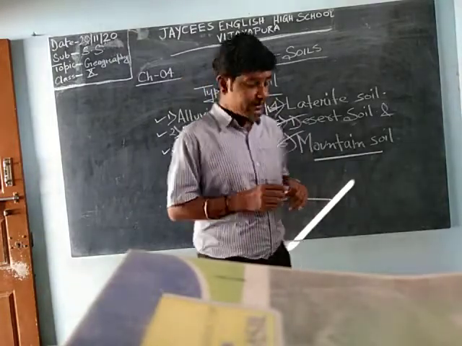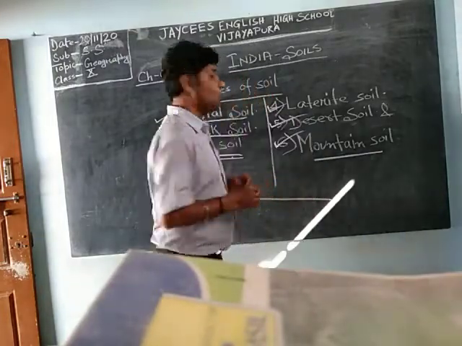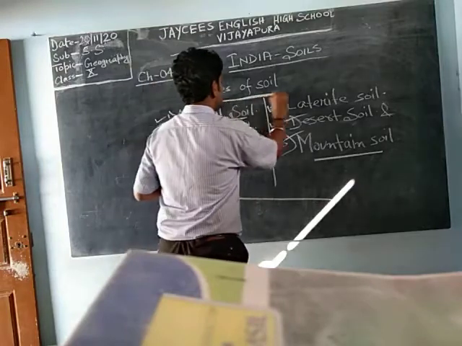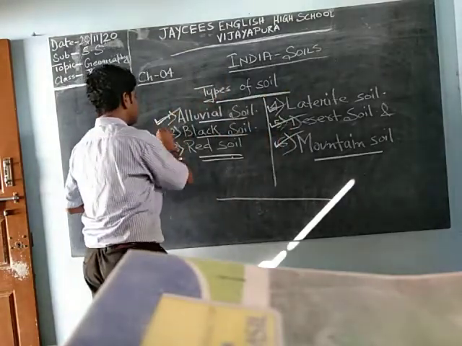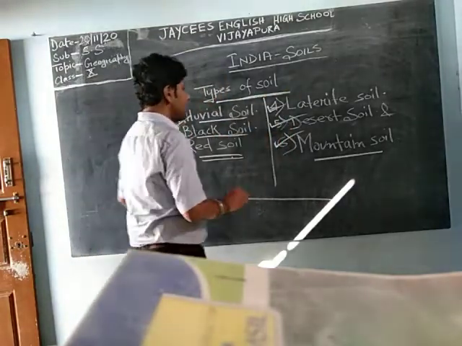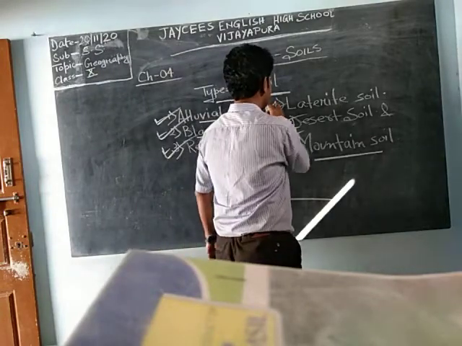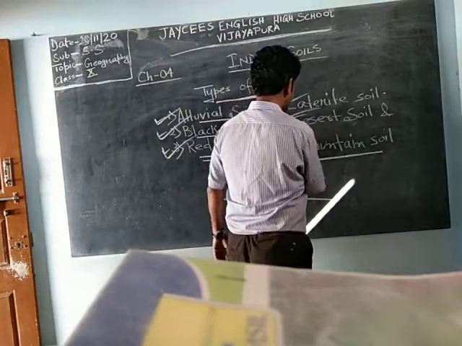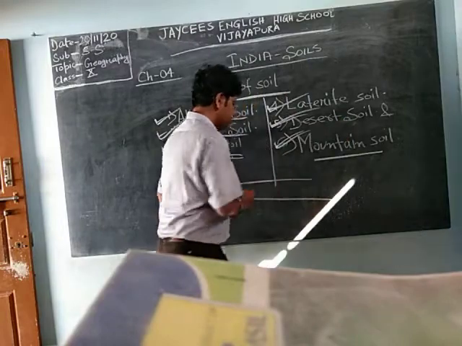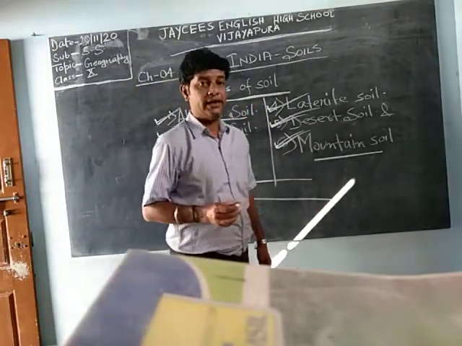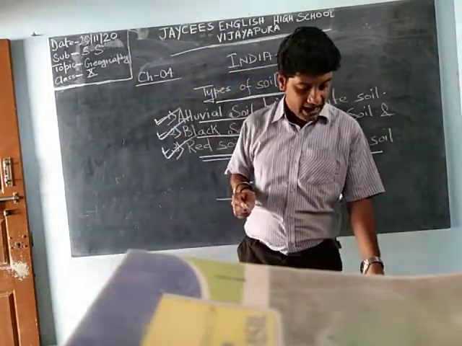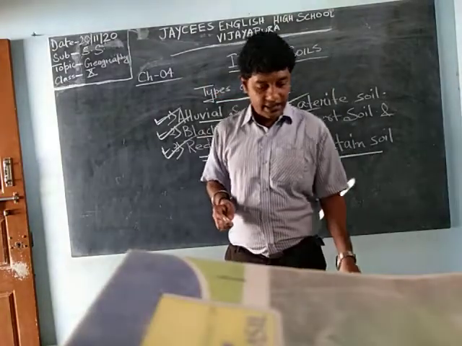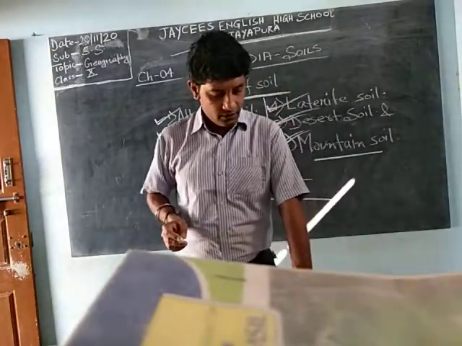Okay, so with this we have completed the types of soil. In the first video we did alluvial soil, black soil, red soil, and in this session we have done laterite soil, desert soil and mountain soil. So with this we have covered the types of soil. In the next video we will go with soil erosion, then this chapter will be over.